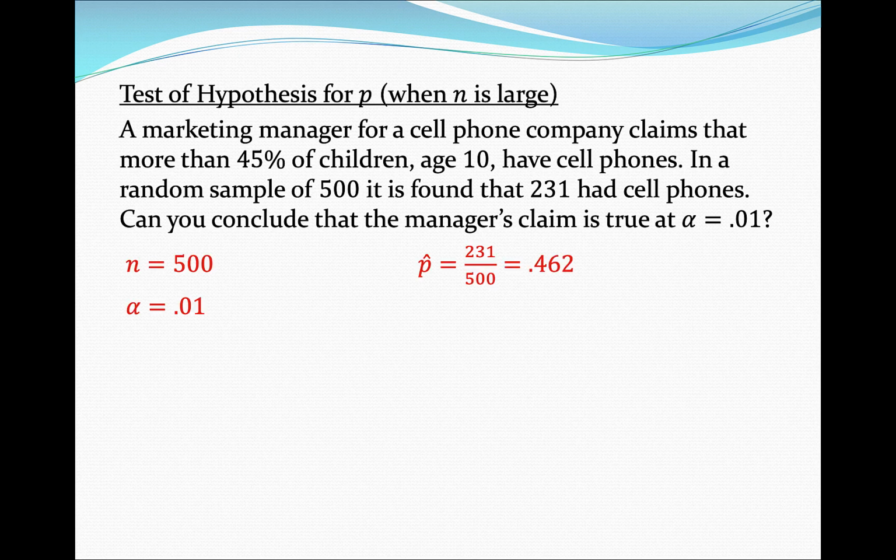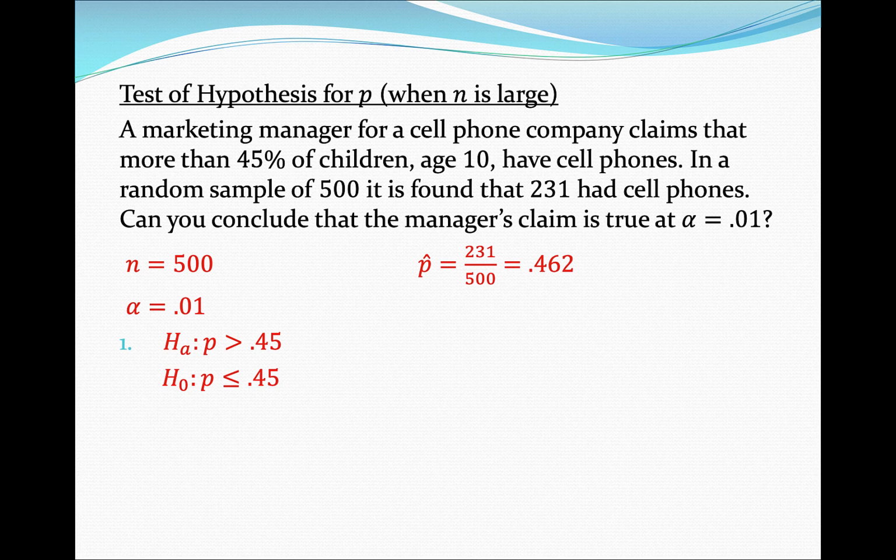So again, start with what we're given in the problem. The sample size is 500. We take a random sample of 500. Alpha is given to us at 0.01. We also need the sample proportion. Remember, the sample proportion is denoted by p hat. p hat is the proportion from the problem. In a random sample of 500, it found that 231 had cell phones. So that means 231 out of the 500 had cell phones. That's 0.462, or 46.2% of my sample. So now we can look at what we're trying to test. Here, the claim is that more than 45% of children have cell phones.